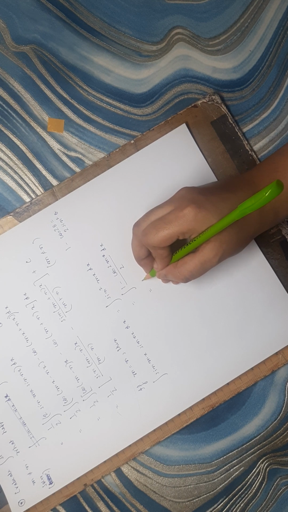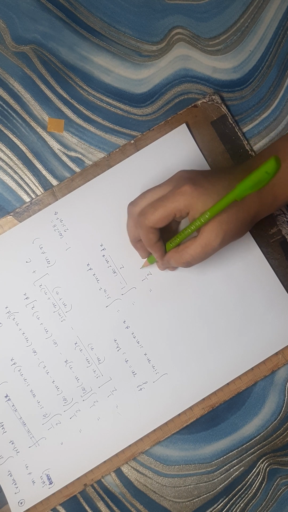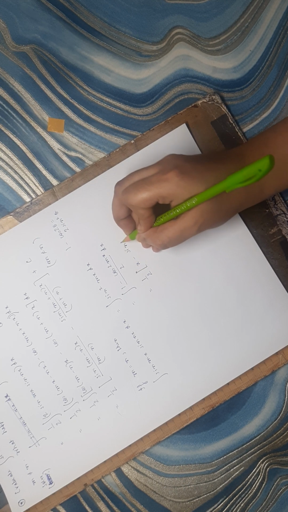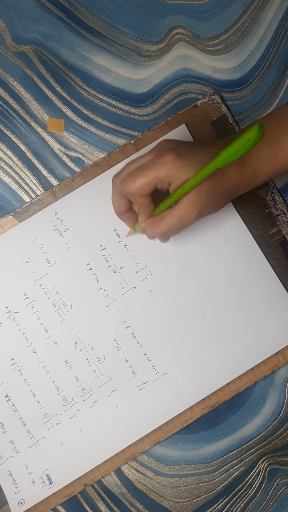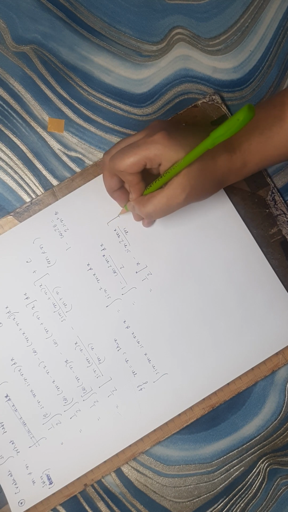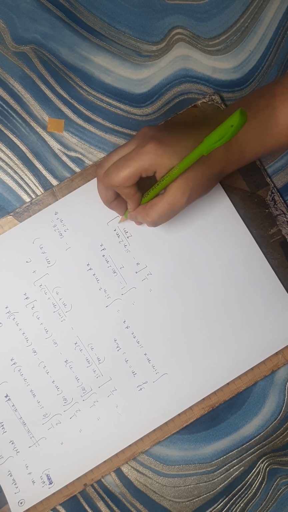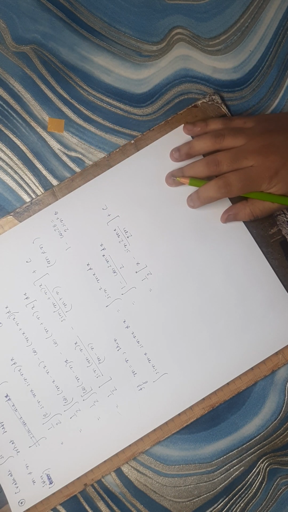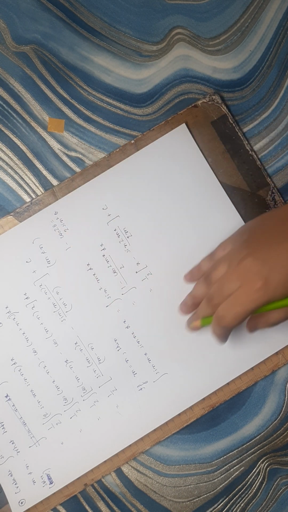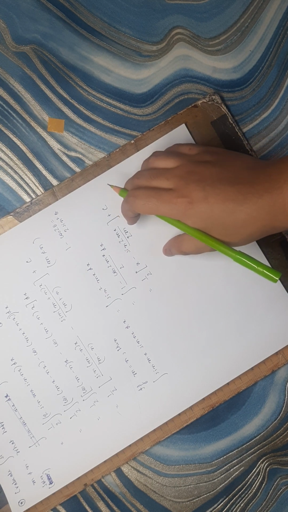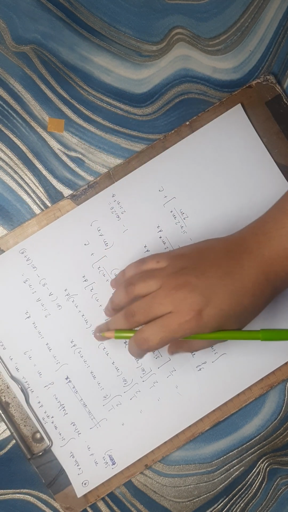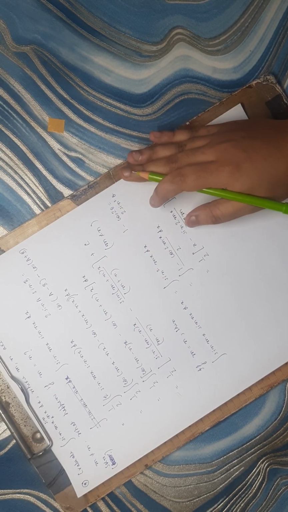After integration, you will get half of x minus sine 2mx divided by 2m, plus c. This particular answer is valid when m is equal to n. But when m is not equal to n, then this is how you have to solve it.